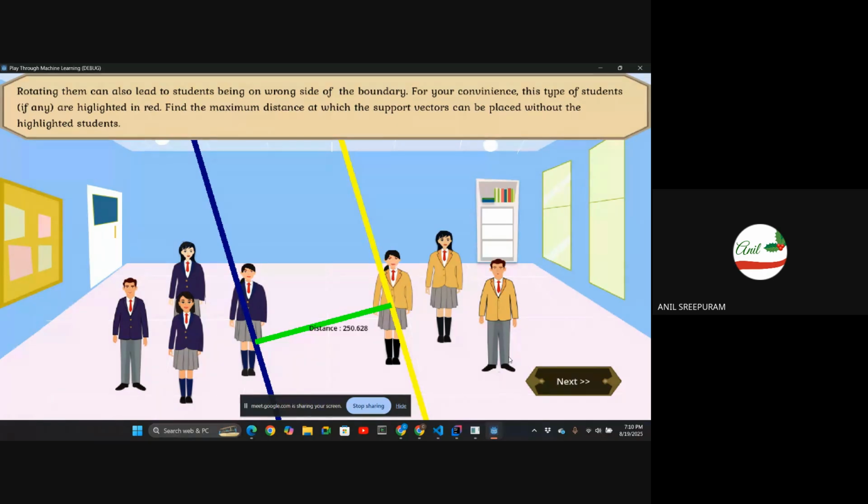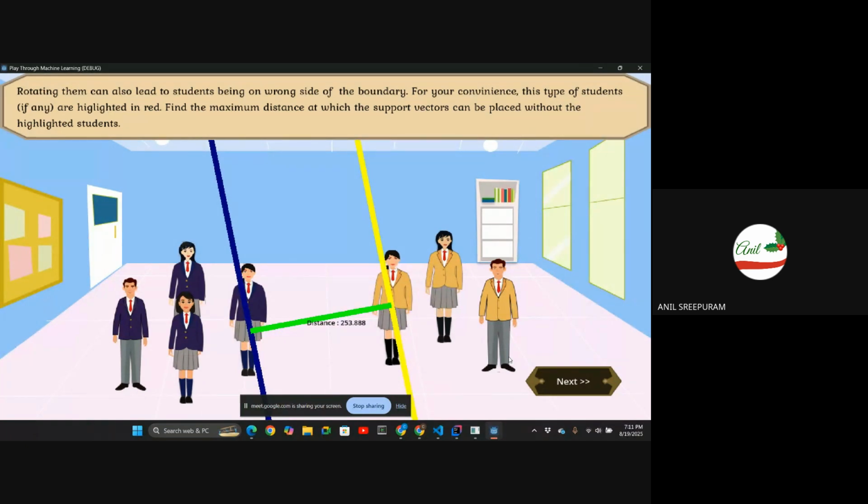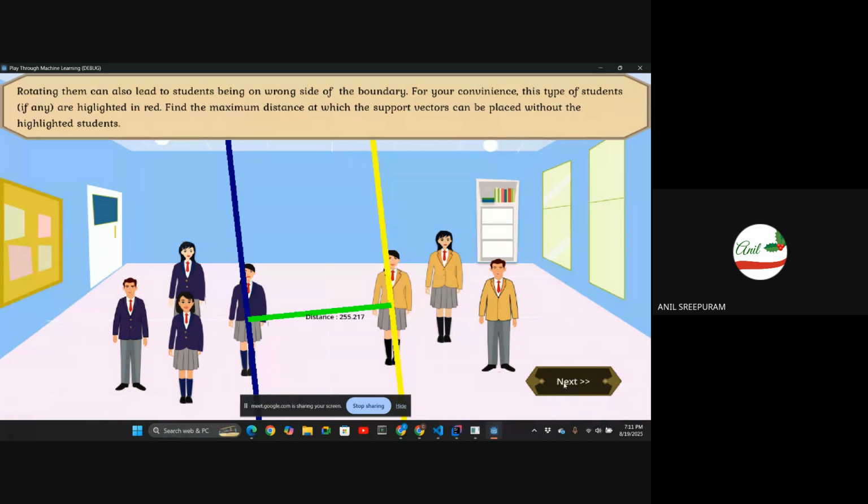Okay, 250. Just rotate towards the right. 251, 252, then 253. You will see 254 now, then 255 now. That means the center line is not always the best fit. Now in this direction, you will be placing a line in the middle in the same direction. You may proceed further. Now the distance between them is 255.217. In this inclination, I will be placing a line at the middle. Please, next.